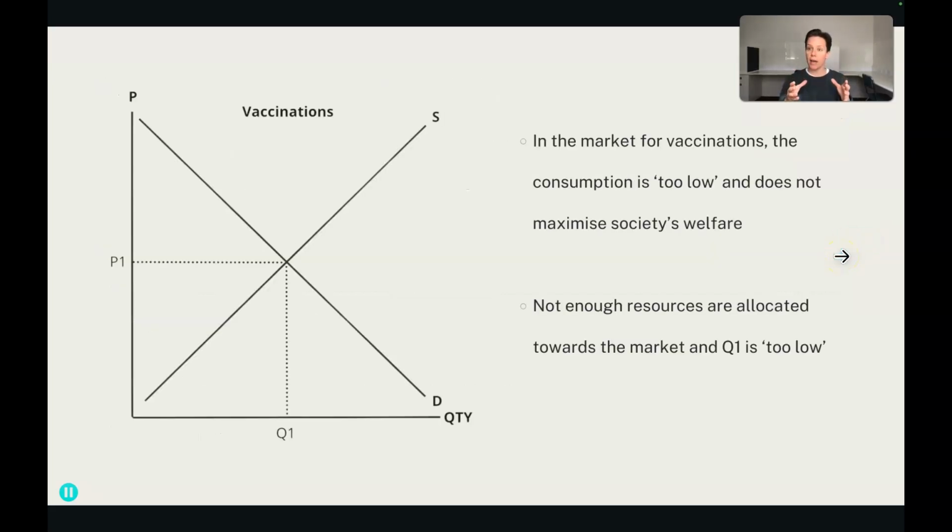Guys, another one we can look at in respect to externalities is obviously our positive externalities of consumption. Note the change in language. We looked at negative externalities of consumption and production. We are now looking at positives.